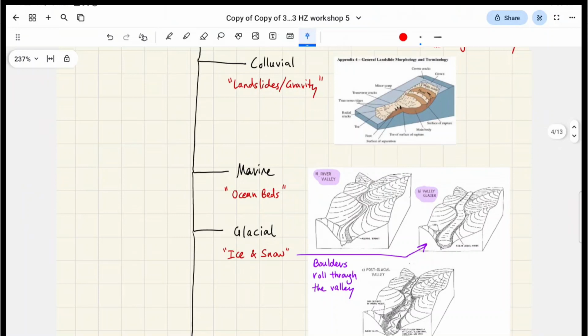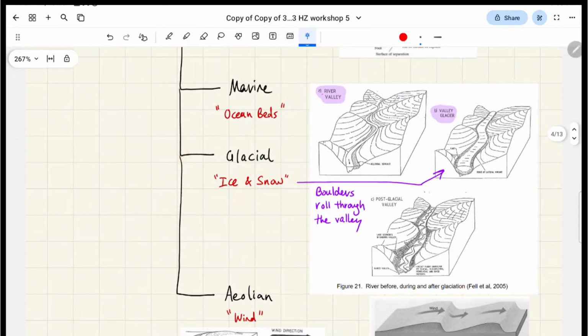Marine soils can be found at the bottom of ocean beds. Just keep in mind this is different to alluvial soil, even though they're both related to water. Anyway, I'll just leave it at that.